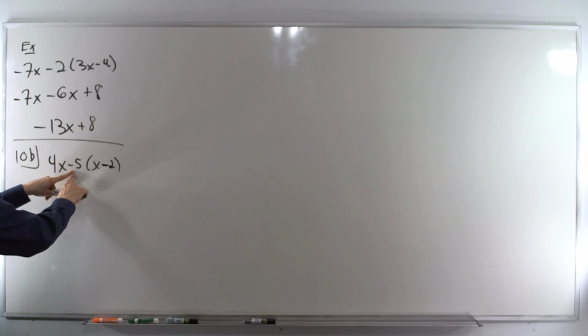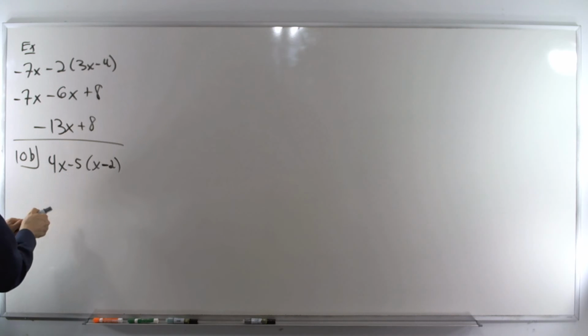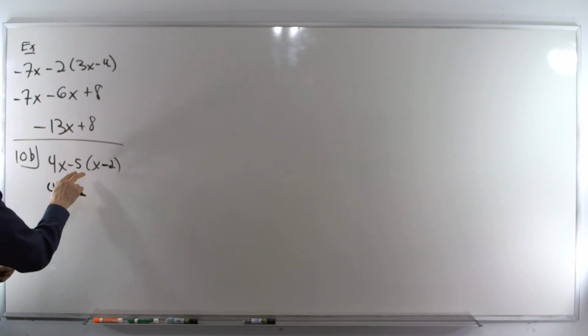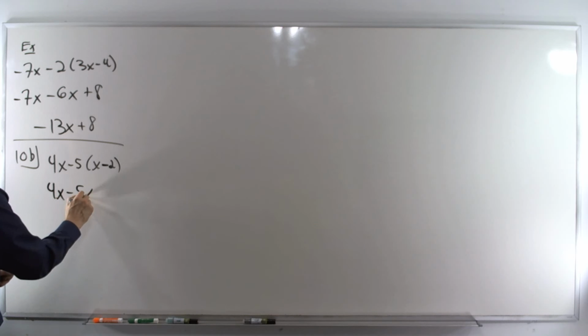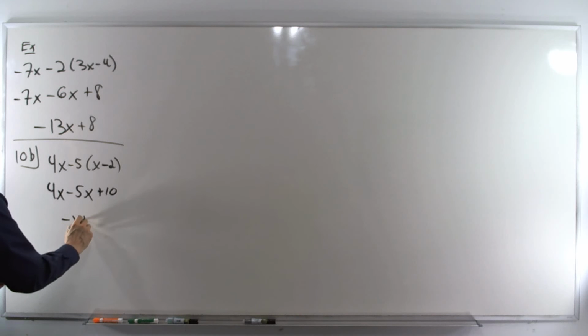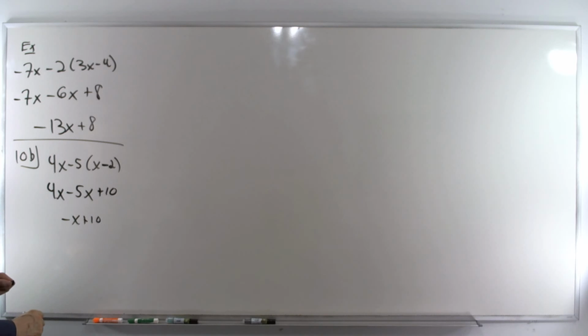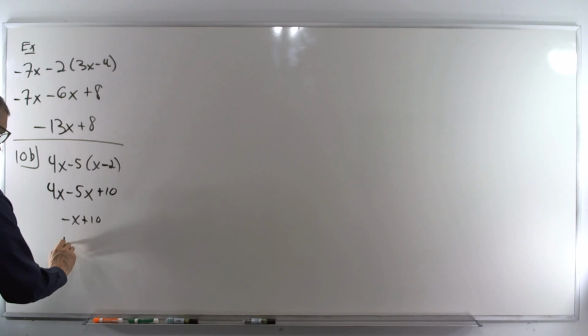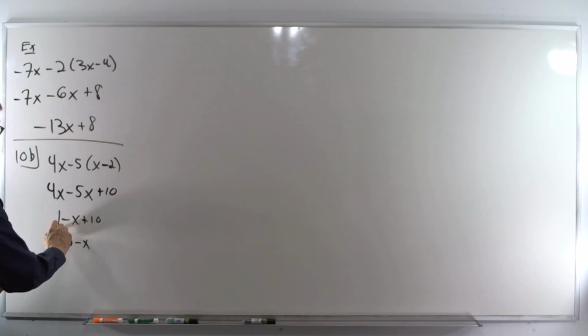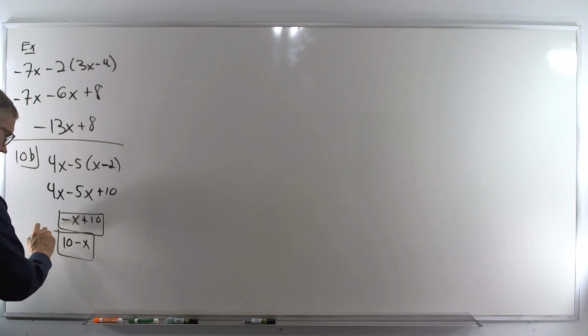All right, we got a -5 to distribute in. We're going to keep that 4x out front. Negative 5 times x is negative 5x. And negative 5 times negative 2 is positive 10. So negative x plus 10. Or it can be written as 10 minus x. Either one of these is just fine.